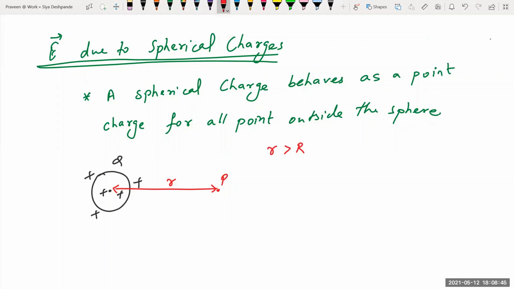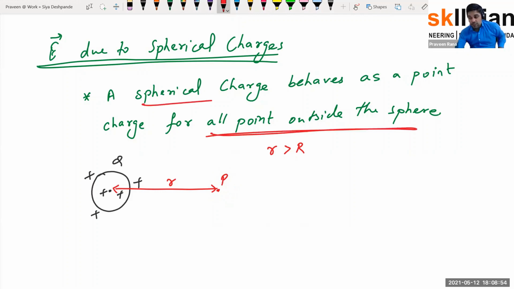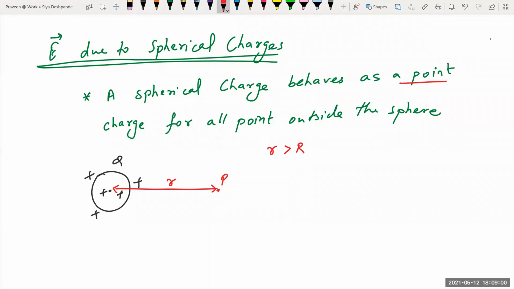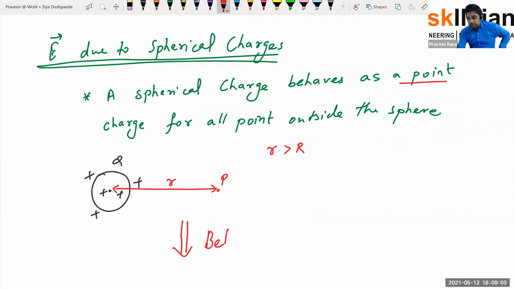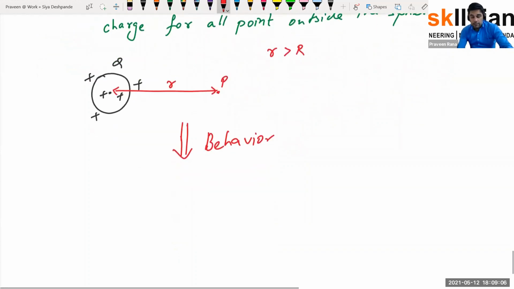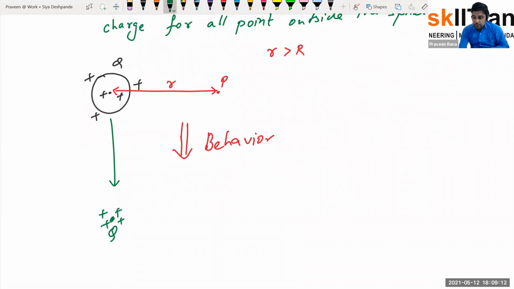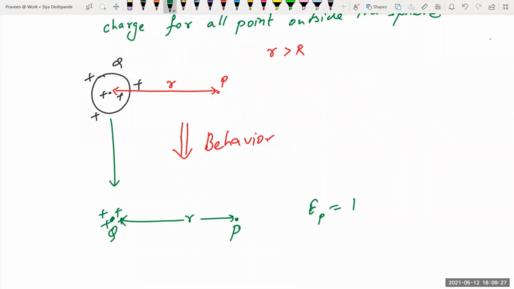So first of all, we know that this point is outside the sphere. For points outside the sphere, a spherical charge behaves as what? As a point charge. So this question will show a behavior like instead of a spherical charge, we have a point charge placed in here. And from this point charge, we have another point P outside this sphere, which is at a distance R. So can you tell me what would be the value of electric field now at this point P? KQ over R squared. Exactly.